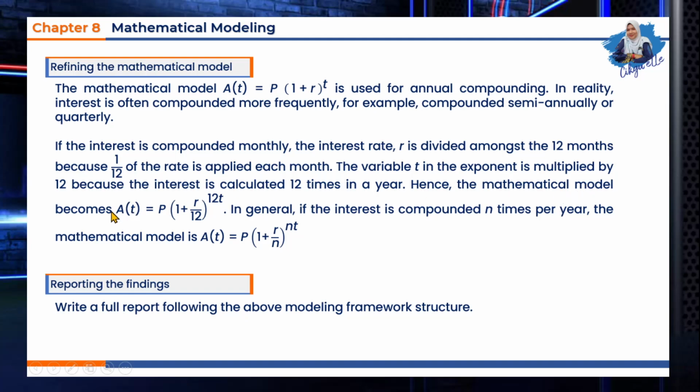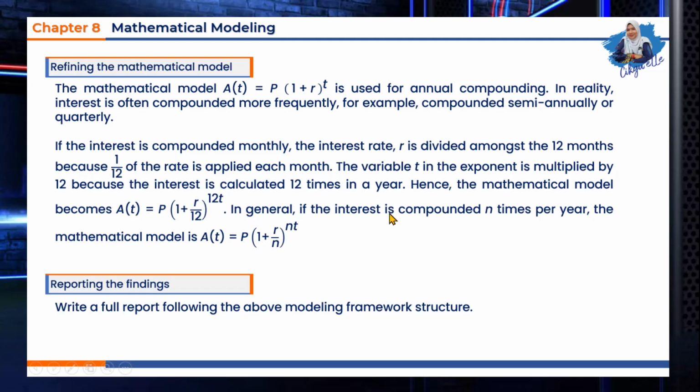Hence, the mathematical model becomes this. From the model that we have used for this problem, we convert it into this mathematical model in order to make it usable for other real world problems. We make the assumption that if it is compounded monthly, the rate has to be divided by 12, and the time must be multiplied by the number of times compounded in that year.